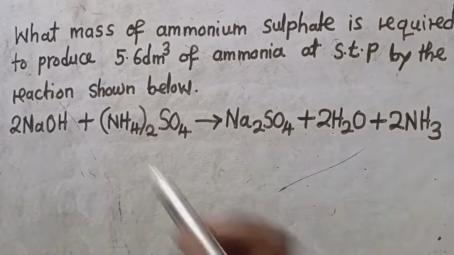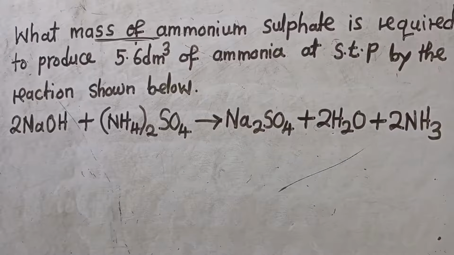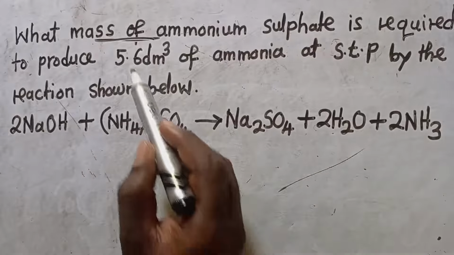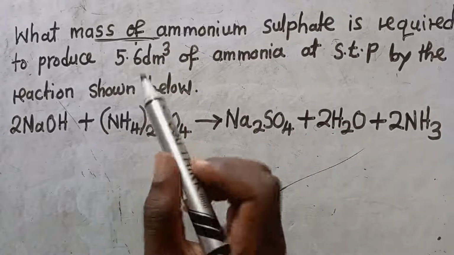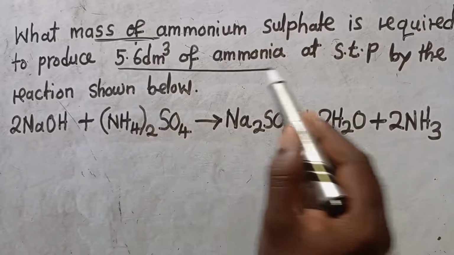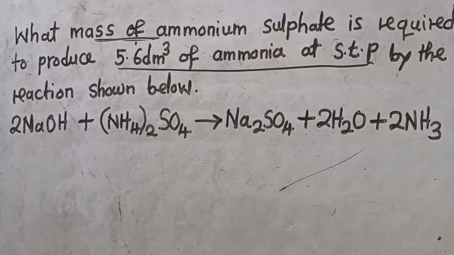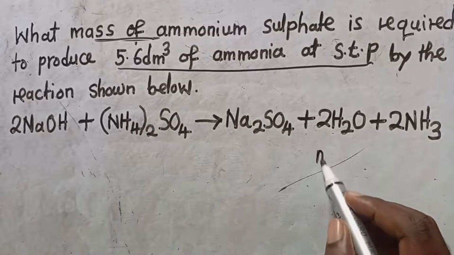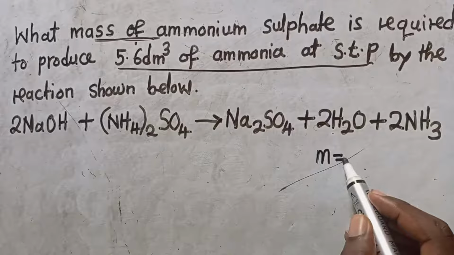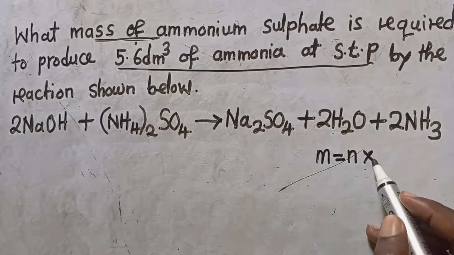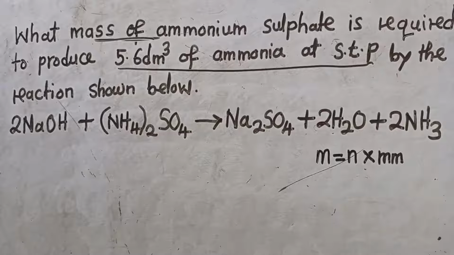We want to calculate the mass of what? Ammonium sulfate. So before we even calculate the mass of ammonium sulfate, we are given this statement here: 5.6 cubic decimeters of ammonia at STP, which is a sign that we are able to calculate the number of moles for ammonia. We know the formula we are supposed to use is mass is equal to number of moles times molar mass.